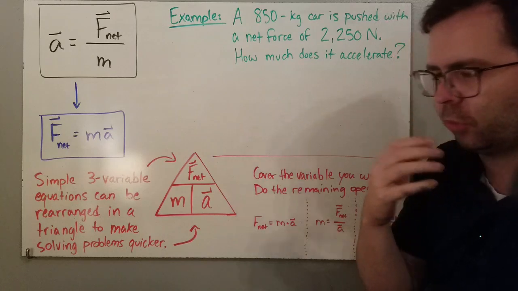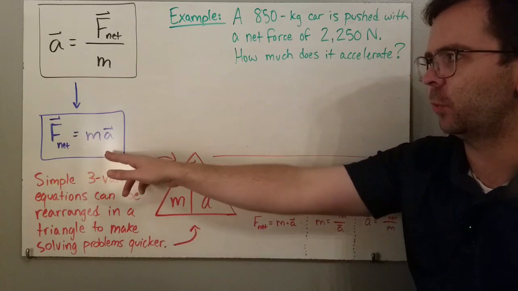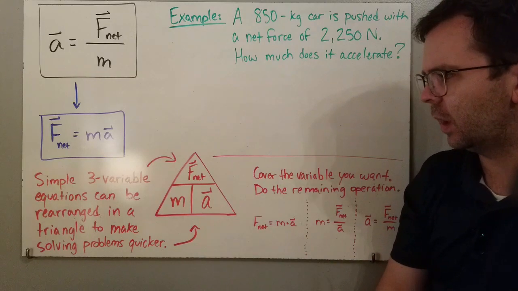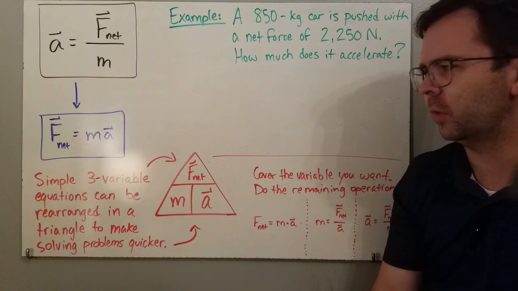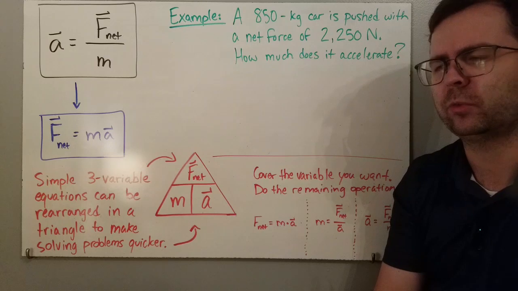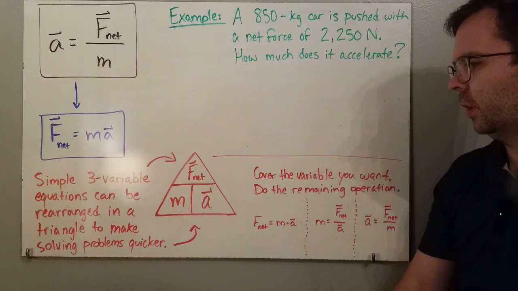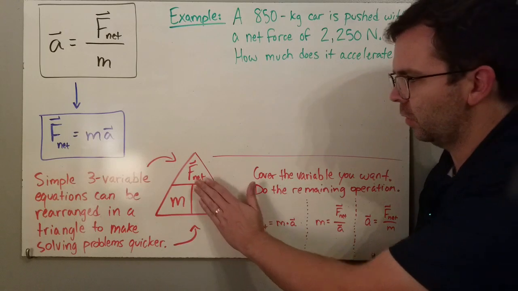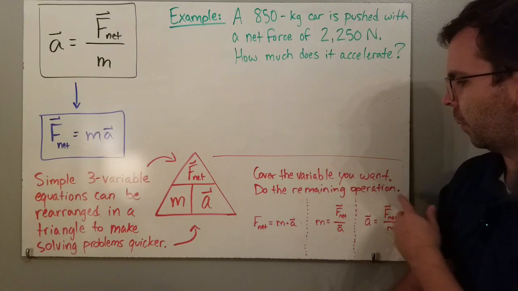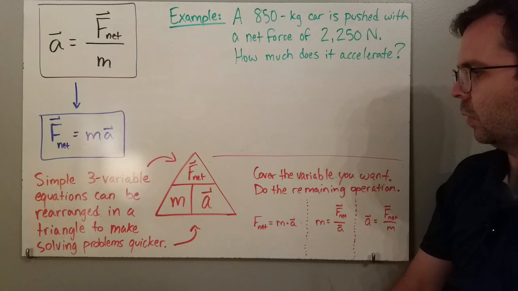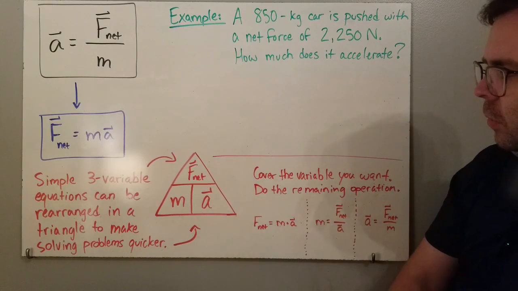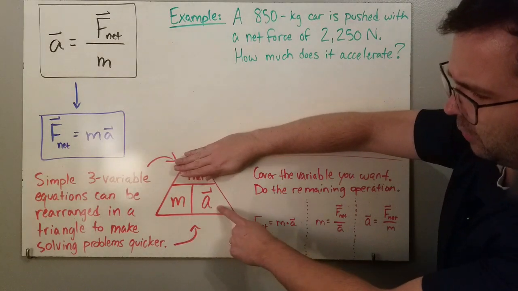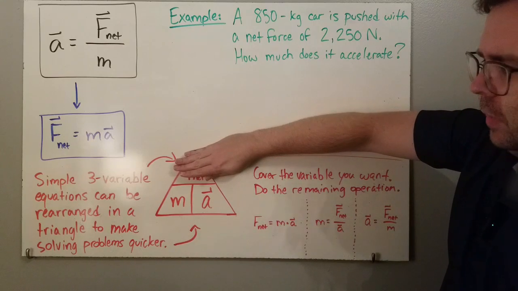And actually, there's a little trick that you can do. Anytime we have simple 3-variable equations like this, you can rearrange it into a triangle. The reason why you do this is if you're trying to solve problems, it makes solving problems a little bit quicker because mathematically, you can cover up the variable that you want with your hand or with something, and then do the remaining math operation that's there. So if we wanted to find the net force, for example, if we cover it up with our hand, then what we do is mass times acceleration. If they're on the bottom together, we multiply them together.